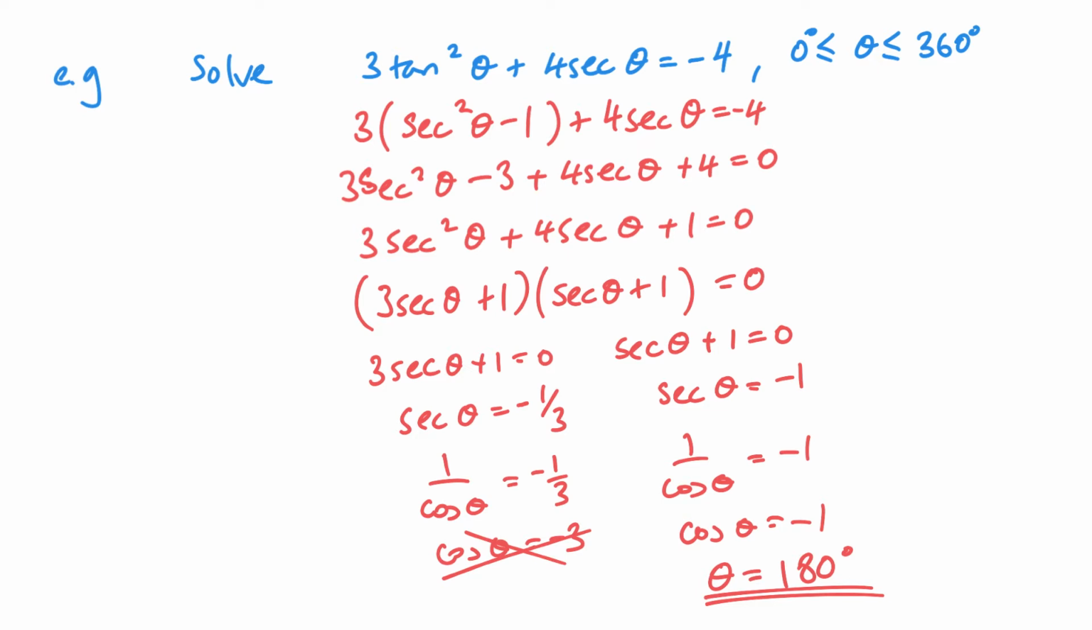Alternatively, when you did get to the factorizing stage, you could say let y equals sec theta, and then you get 3y squared plus 4y plus 1 equals 0. And you can think of it that way then to factorize, or, you know, complete the square if you want, or use the formula, whatever you prefer.